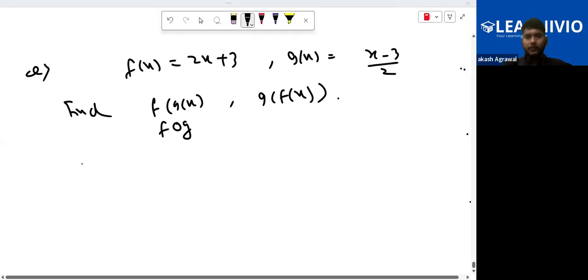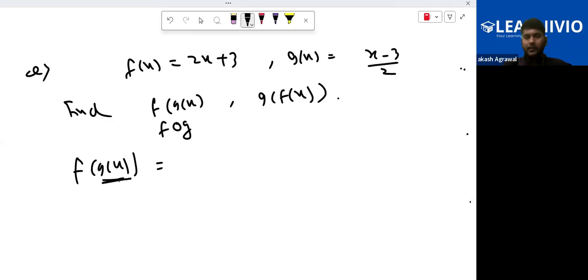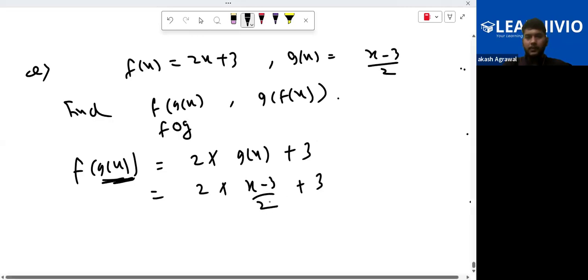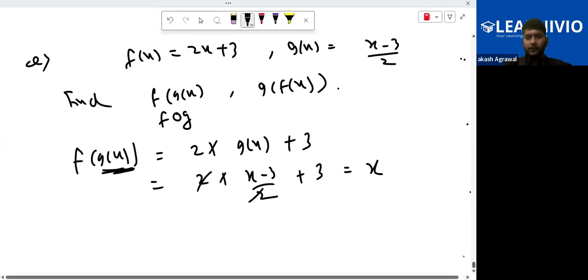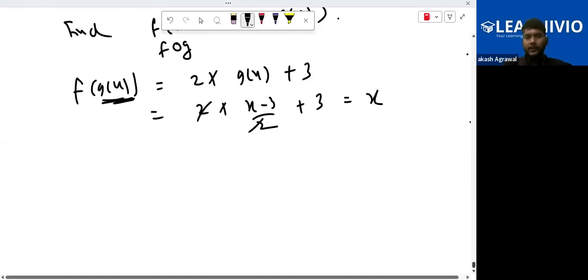Anyone solve this? f of g of x. We just replace x with g of x in the function f of x. So 2 times g of x plus 3. So 2 times g of x is (x minus 3) by 2, and plus 3. This is gone. What we have is x, and 3 and minus 3 also cancel out. Okay. So f of g of x is x.